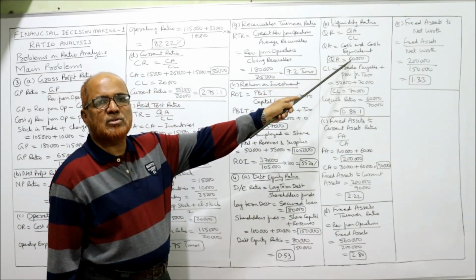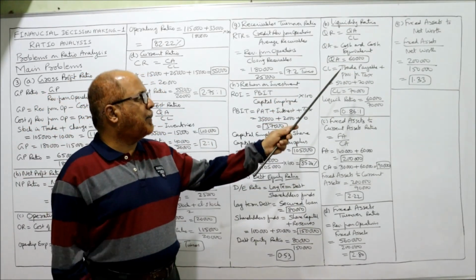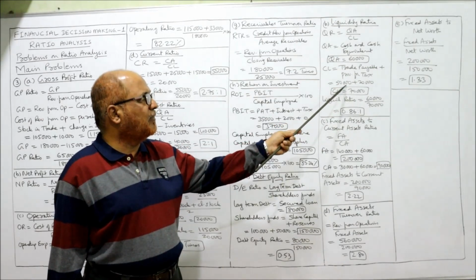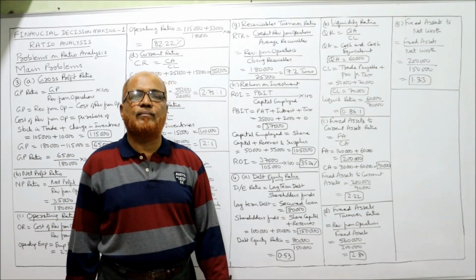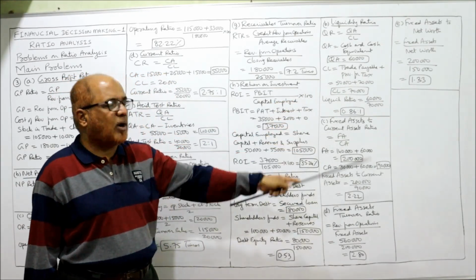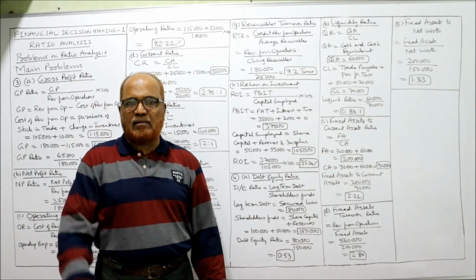It comes to 60,000. Now 2 current liabilities are given: trade payable and provision for tax. So trade payable 50,000, provision for tax 20,000, current liabilities 70,000. That's it. Now liquid ratio is equal to 60,000 by 70,000, 0.86 is to 1. So 2 ratios we have calculated.